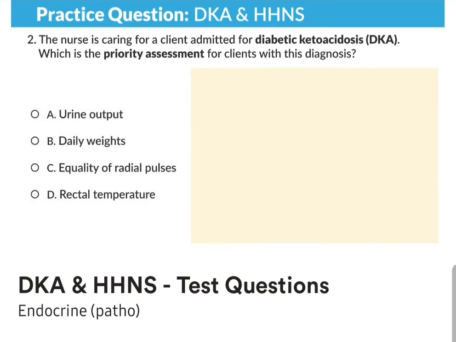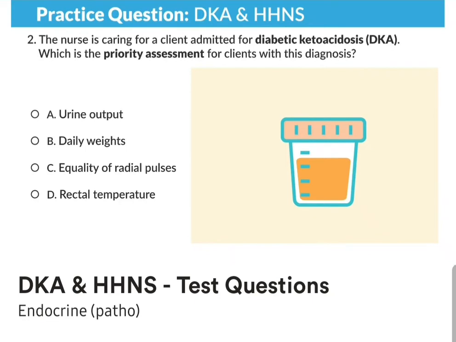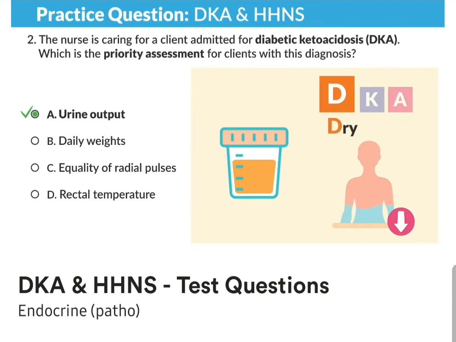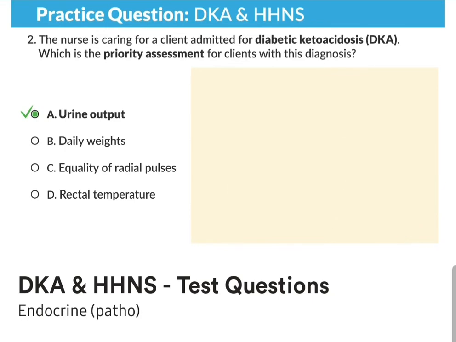Okay, now looking at our options. Option A, urine output. This is the most correct. This is the number 1 assessment and priority to see how dry the client will get. Remember, the first D is dry, so this is priority. Now, option B, C, and D are incorrect.